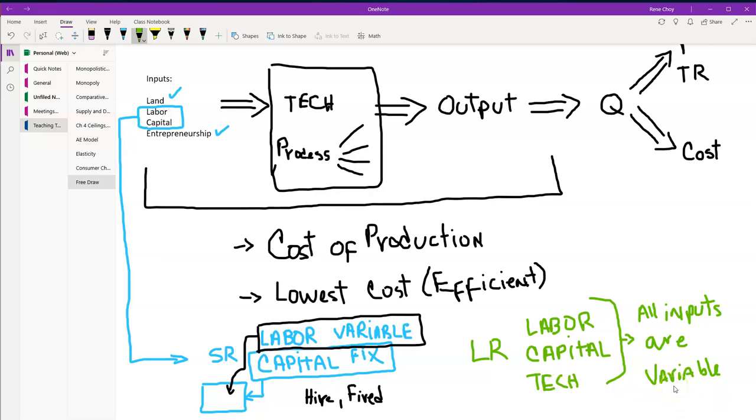One of the things that you're going to notice as you are studying the four firm models is that we're going to engage in a conversation where we talk about the short run, and then at some point we talk about the long run.